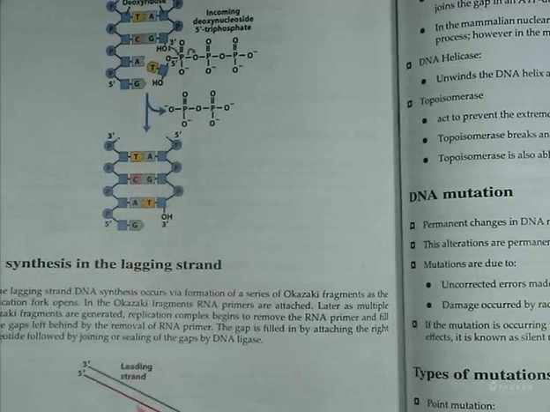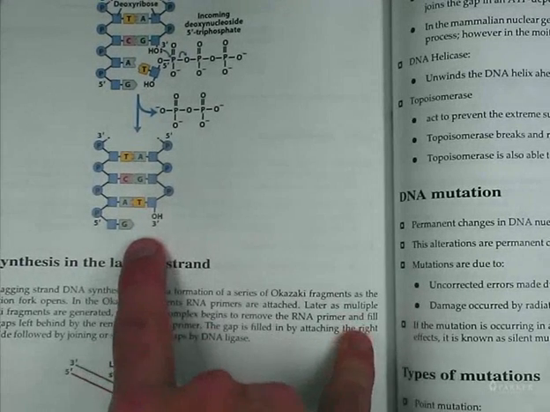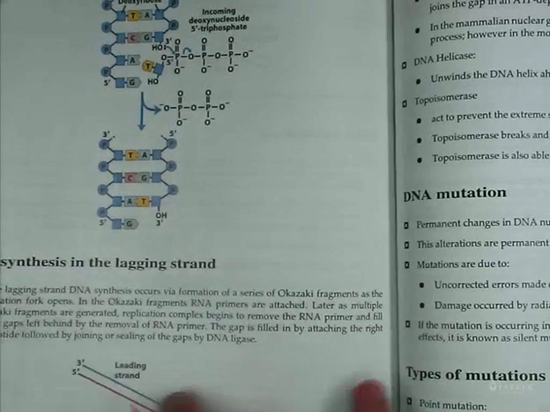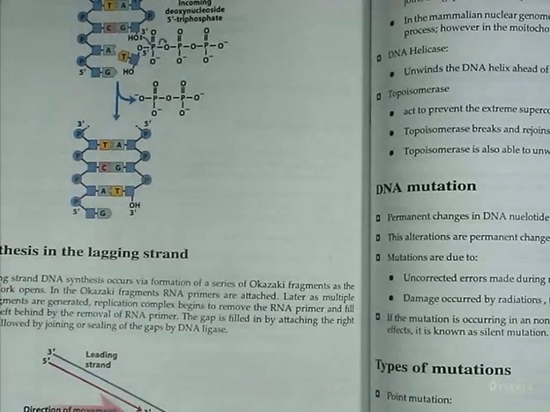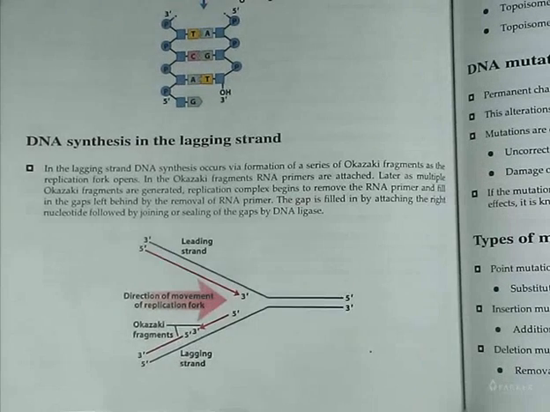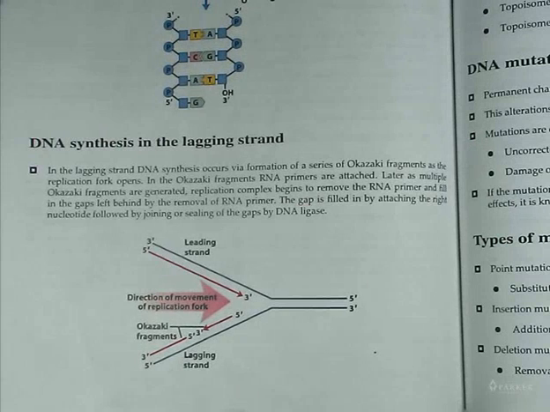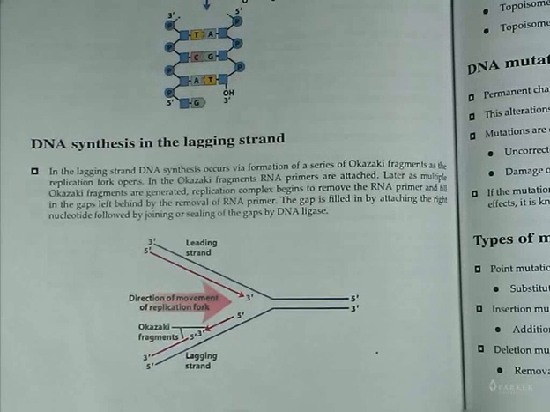So that's just a picture of how it's done. That was the leading strand. DNA polymerase 1 is dealing with the leading strand. Now DNA synthesis in the lagging strand, that's not centered at all, I apologize. On the lagging strand, DNA synthesis occurs via the formation of the Okazaki fragments.